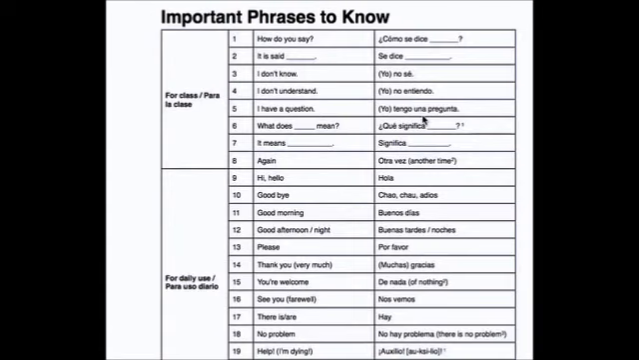¿Cómo se dice I don't understand? Yo no entiendo. Okay, let's do that again. ¿Cómo se dice I don't understand? Yo no entiendo. ¿Cómo se dice I understand? Yo entiendo. ¿Cómo se dice I do understand? Yo sí entiendo. That's right.